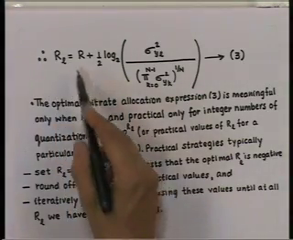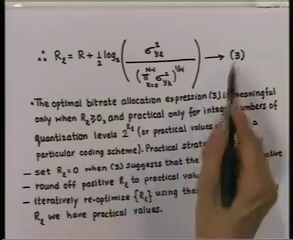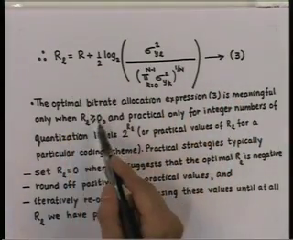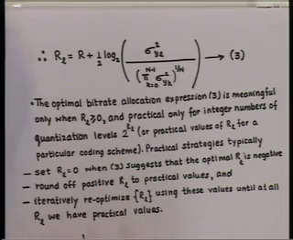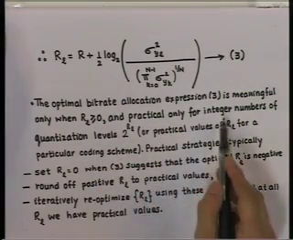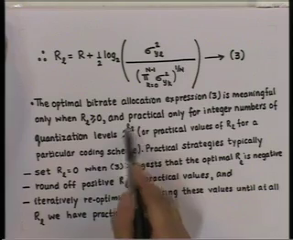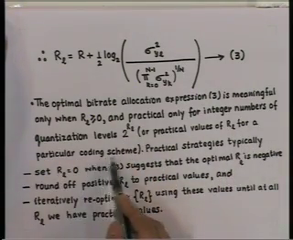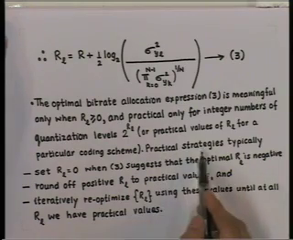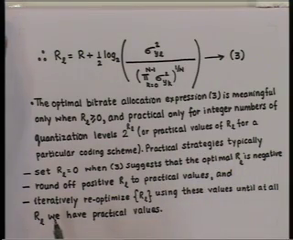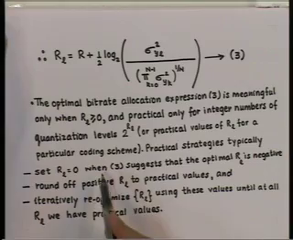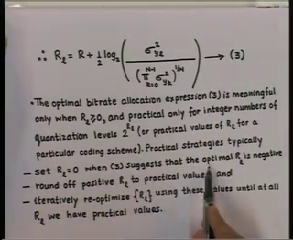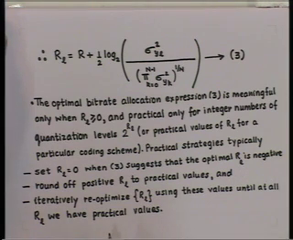So, the optimal bit rate allocation expression is meaningful only when R L is greater than or equal to 0, and practical only for integer numbers of quantization levels or practical values of R L for a particular coding scheme. So, practical strategies typically set R L equal to 0 when equation 3 suggests that the optimal R L is negative.